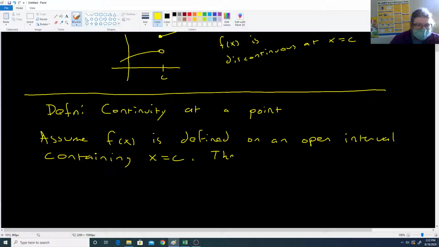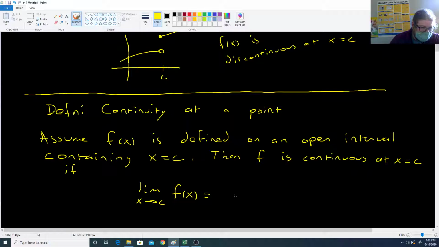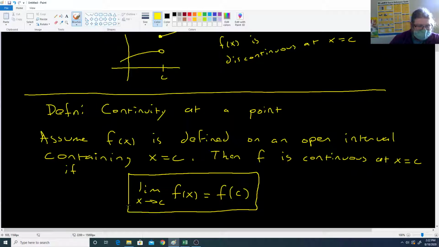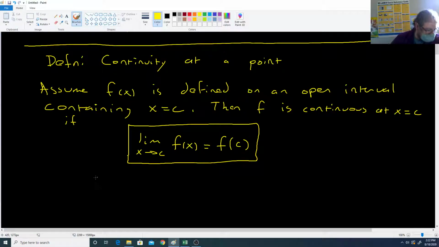So we say then f is continuous at x equals c if the following thing happens. The limit as x approaches c of the function is the same thing as the output of the function for that input. So basically at c, the limit approaches the same thing as the function value. That's what we mean to be continuous.